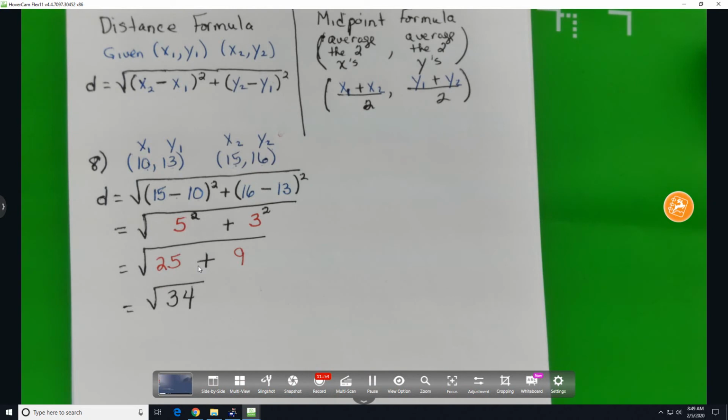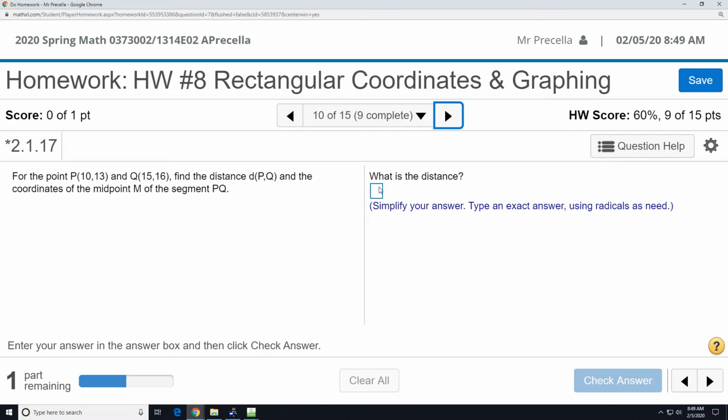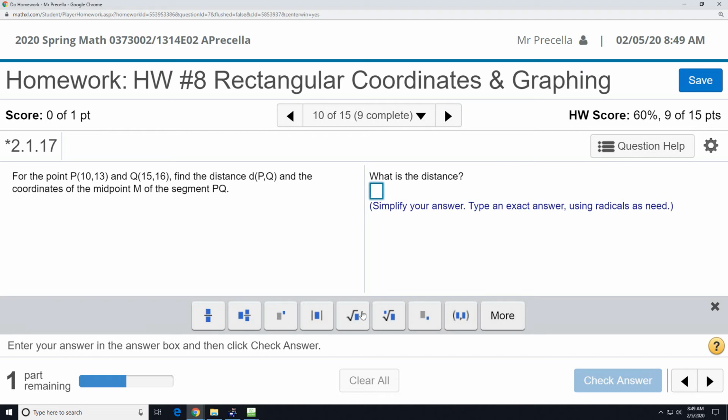And here's something we haven't done in a while. Can we simplify that square root? Is there a perfect square that divides evenly into 34? Remember how we were simplifying it on our first lesson, our first homework assignment? 4, 9, 16, 25. Nah. In fact, the only numbers that divide into 34 are what? 2 and 17? No perfect square. So the distance is square root of 34. Click square root 34.